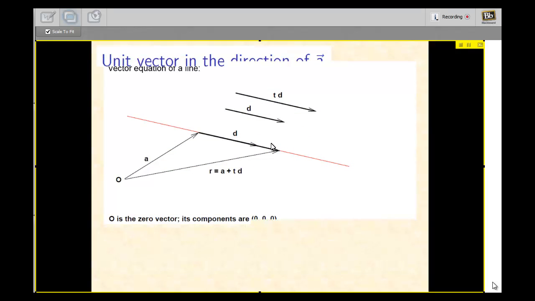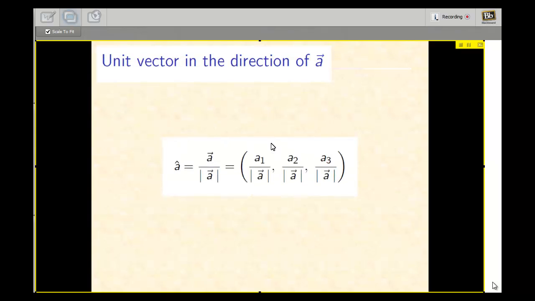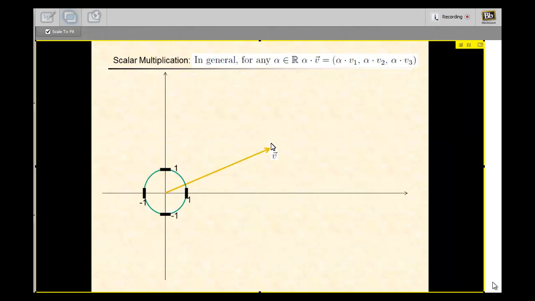So this is the unit vector in the direction of A. For example, if you have vector A and you have to find the unit vector, then you have to split it into each component. You can write A1 upon mod A, A2 upon mod A, and A3 upon mod A. In this way, you have to write it.